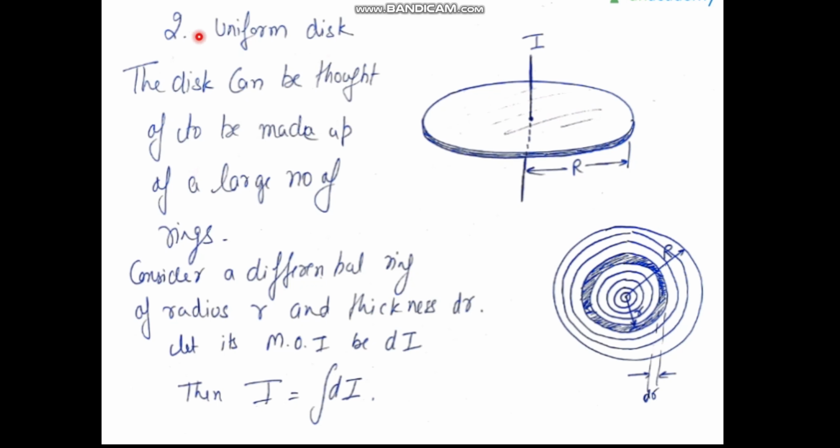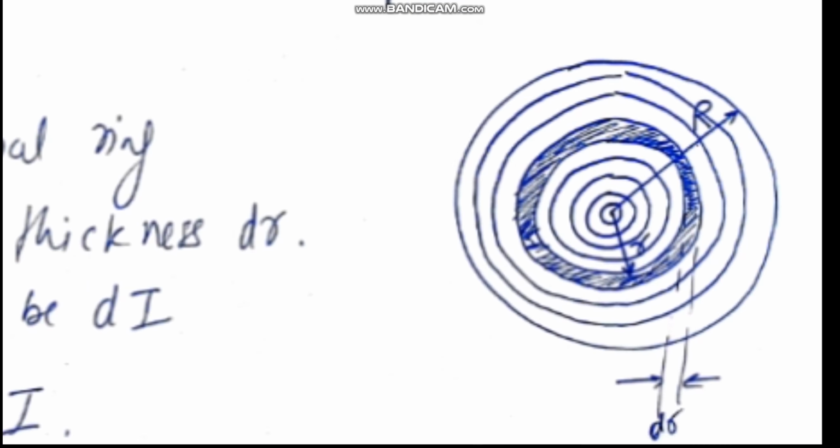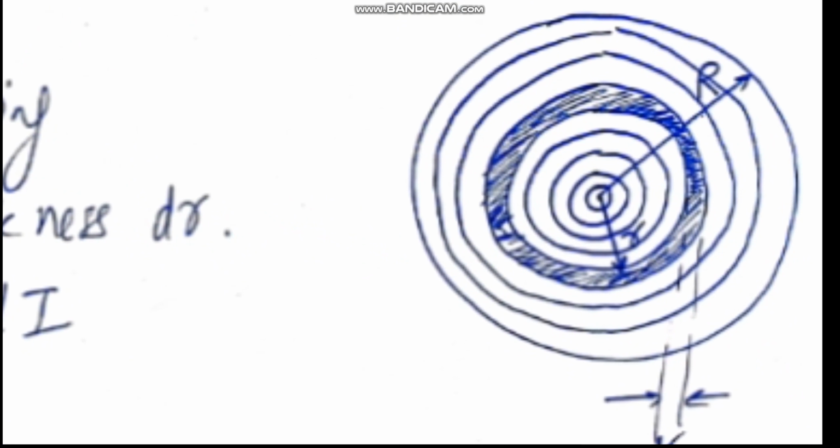Now let's talk about a uniform disk. This is a disk, and basically this entire part is filled with mass. This disk has a moment of inertia I, which is to be calculated, and the axis is this. What we do is we divide the entire disk into very small rings. In this diagram, I have drawn a large number of circles on the disk, so basically I have divided the disk into rings. Consider this ring whose radius is r and the thickness is dr.